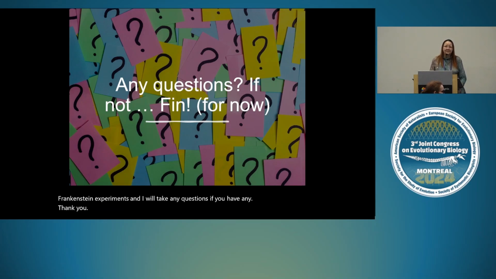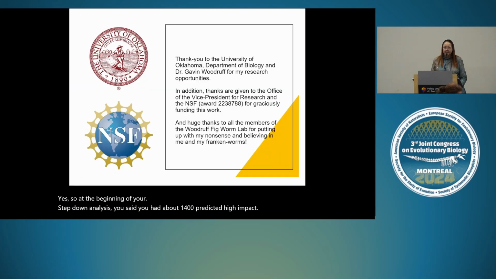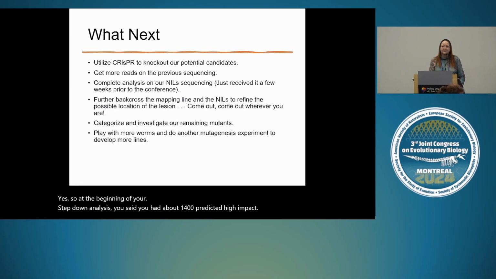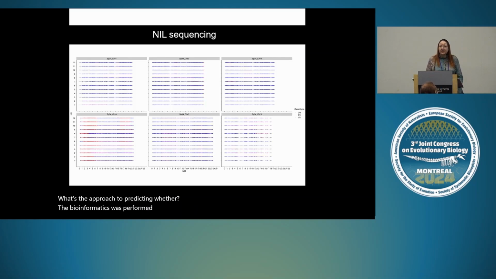Yes? At the beginning of your step-down analysis, you said you had about 1,400 predicted high-impact mutants. What's the approach to predicting whether one's going to be high-impact or not? The bioinformatics was performed by Gavin Woodruff. I am still learning, so I do not have an answer for that question. But if you give me your email, I'm sure I can answer it at some point.